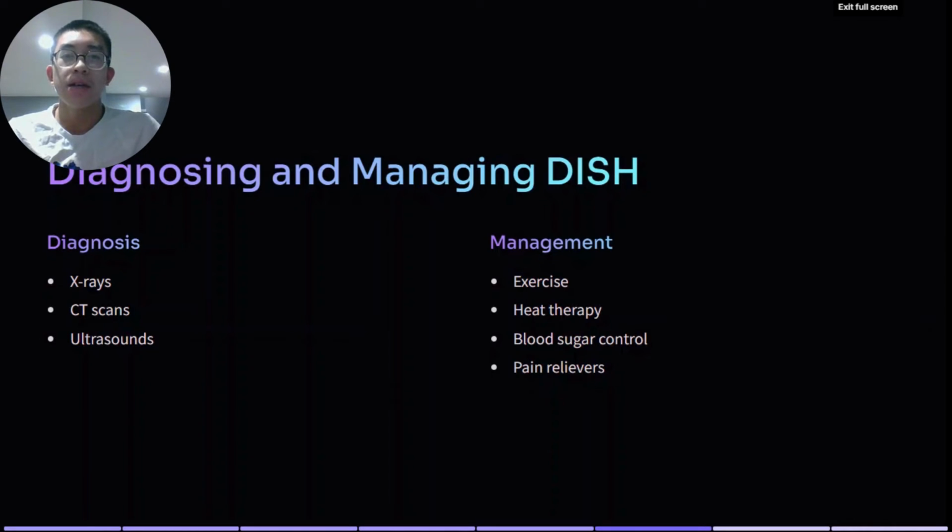Now, if you take a look at last month's disease of the month, which is nephrogenic systemic fibrosis, you can know why going through too many MRI scans can give you that disease. Now, to manage the dish disease, you can go through exercise, heat therapy, blood sugar control, and pain relievers. There's also one additional management that will be said on the next slide.